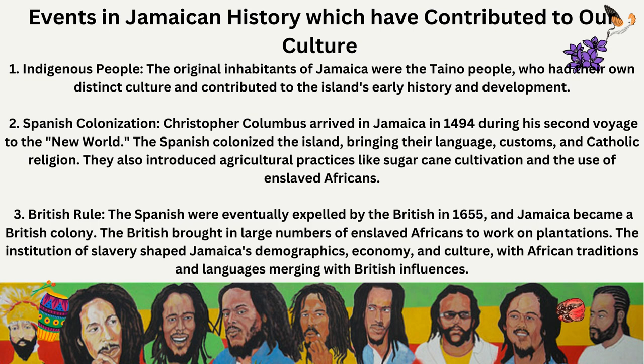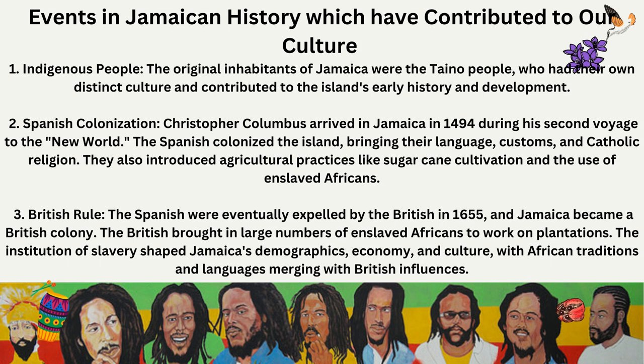Identify and outline the events in Jamaican history which have contributed to our culture. Number 1. Indigenous people. The original inhabitants of Jamaica were the Taíno people, who had their own distinct culture and contributed to the island's early history and development.